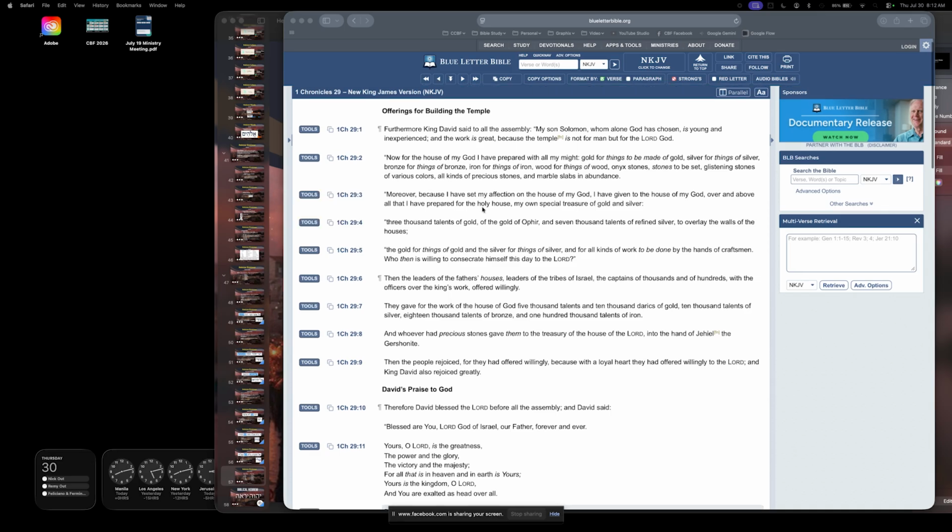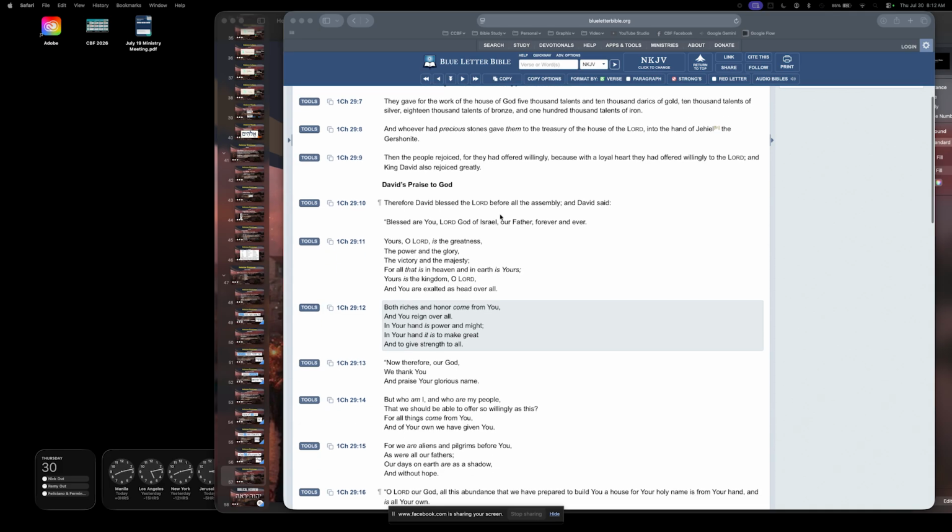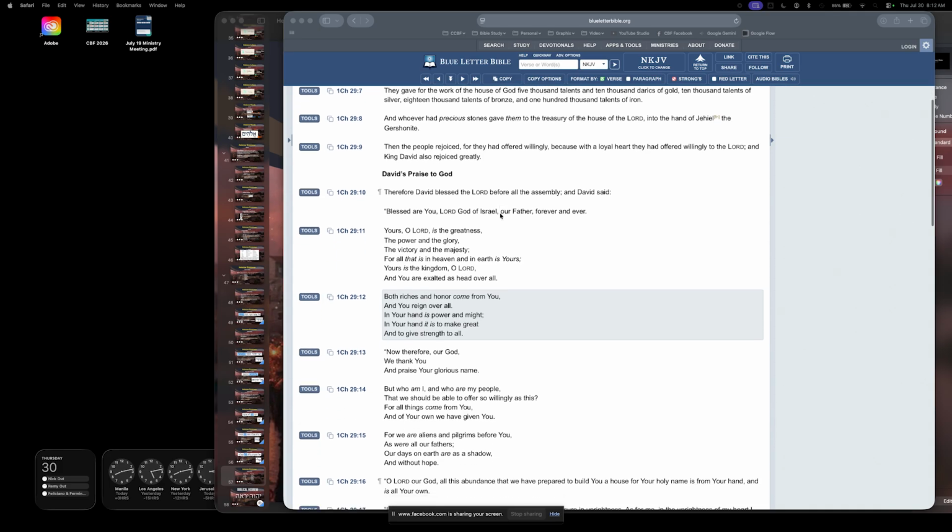He's not allowed to build it. He's not permitted to do the work himself, but he can gather the materials for it. So David has gathered materials. He's laid them all out. Now he's singing praise to God because of the opportunity to do this work of the temple. So let's take a look.